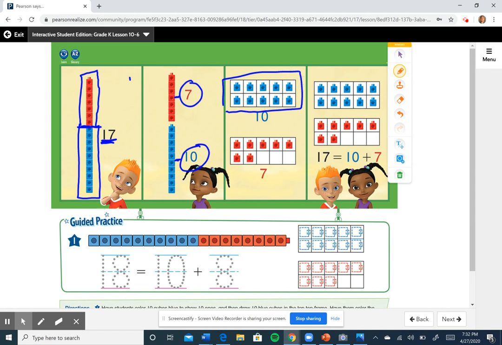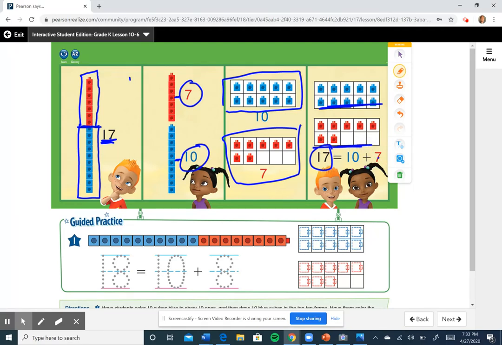And then the leftovers, they put in the second 10 frame. And there's 7 in that 10 frame. And then they made it into an equation. So there's 17 all together, equals 10 blues and 7 reds.